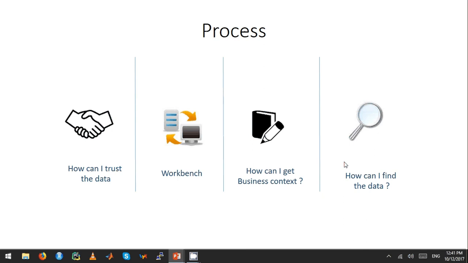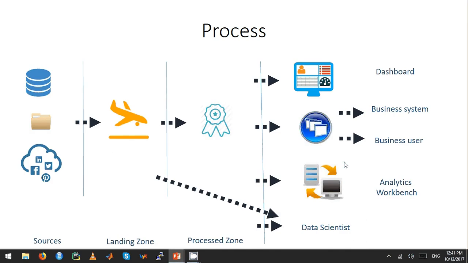And the next process you should have in place is how you are enabling users to actually find the data in your business. Okay, so these are some of the processes that I just want to highlight. So I'll give you a quick example of how we actually enable processes.